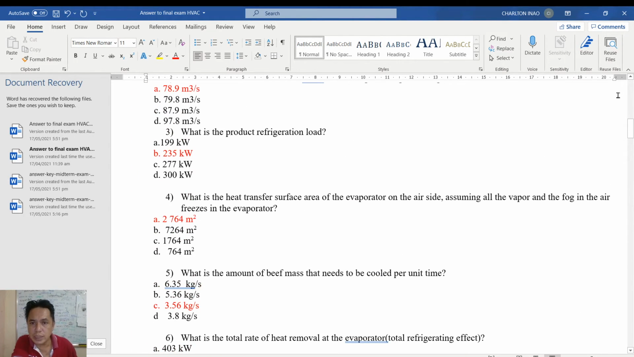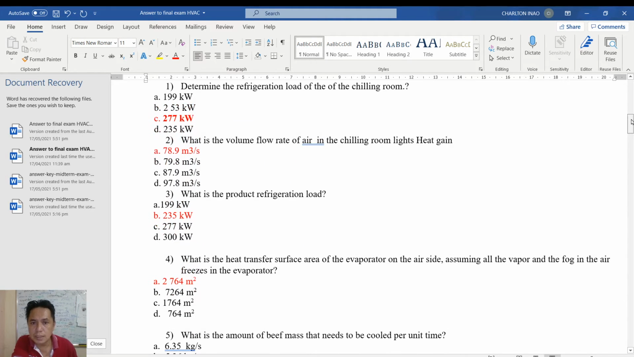So the next question is, what is the volume of air in the chilling room? 78.9. Now we're good at that. Next, what is the product refrigeration load? 235, because that is for the product only, which is the carcass. Then if you add the fans and the lights and the heat gains from the surroundings, it's going to be 277. That's the refrigeration load, and this is the product load. Only the product, not the others. If you have some dishes or other loads, they are not included. Only the beef, or the carcass.